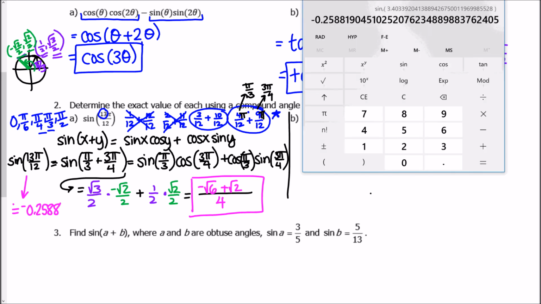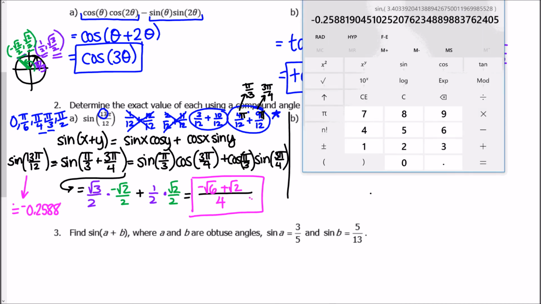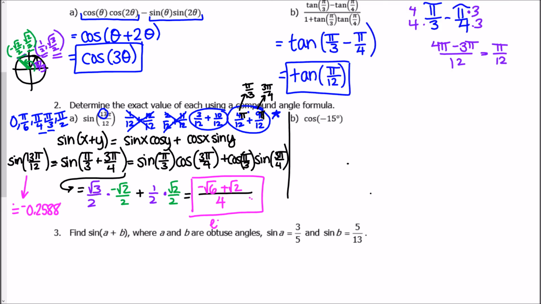And then let's plug this expression into our calculator, this one right here. So I'm going to take the square root of 6, make it negative, plus the square root of 2. Enter, divide that by 4, and I get the exact same answer. This is not the exact answer. This is the rounded answer. This right here is our exact answer.